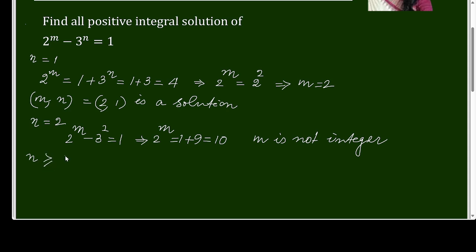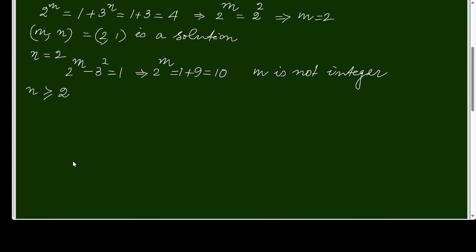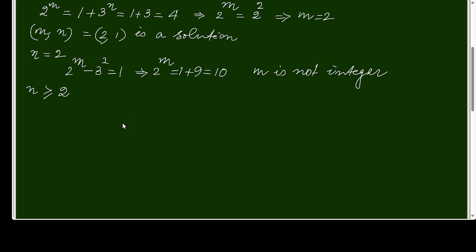Now taking when n is greater than 2, n equals to 2 is not possible. So now I'll go for number theory concept, that is modulo 3. Consider this equation with modulo 3. 2 to the power m minus 3 to the power n equals to 1.